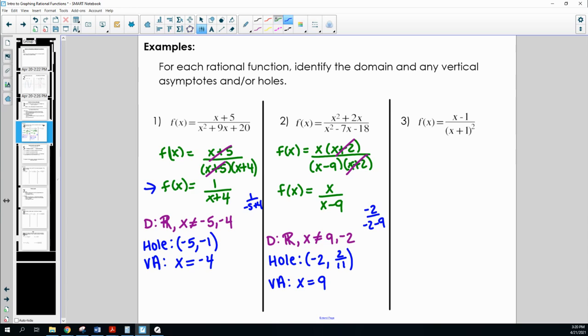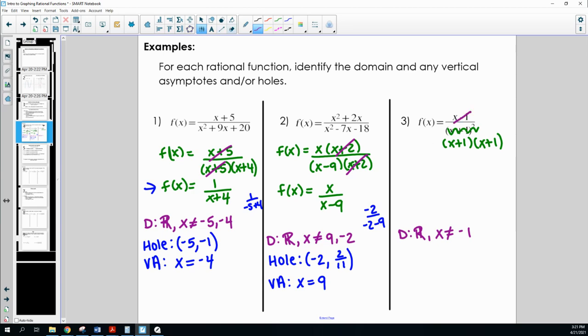Okay, and let's look at this last one. So we don't need to factor anything. Remember that x plus 1 quantity squared just means that there's 2 x plus 1's in the bottom. So I'm going to actually just change that to be x plus 1, x plus 1. Okay, so our domain will be all real numbers, except x cannot equal what makes the denominator 0, which is negative 1.